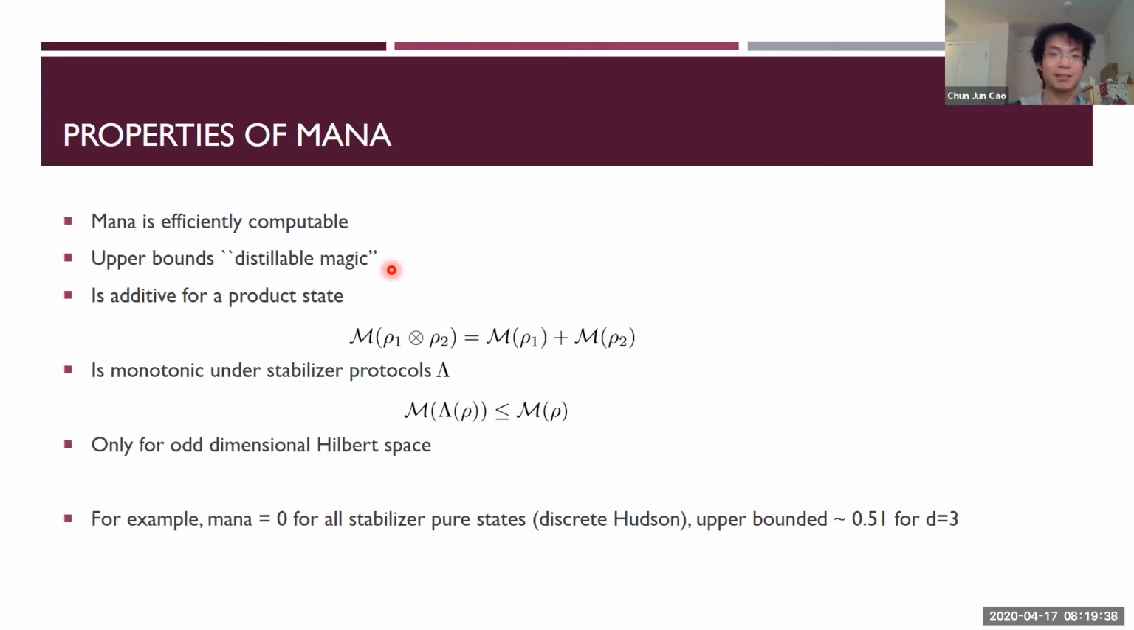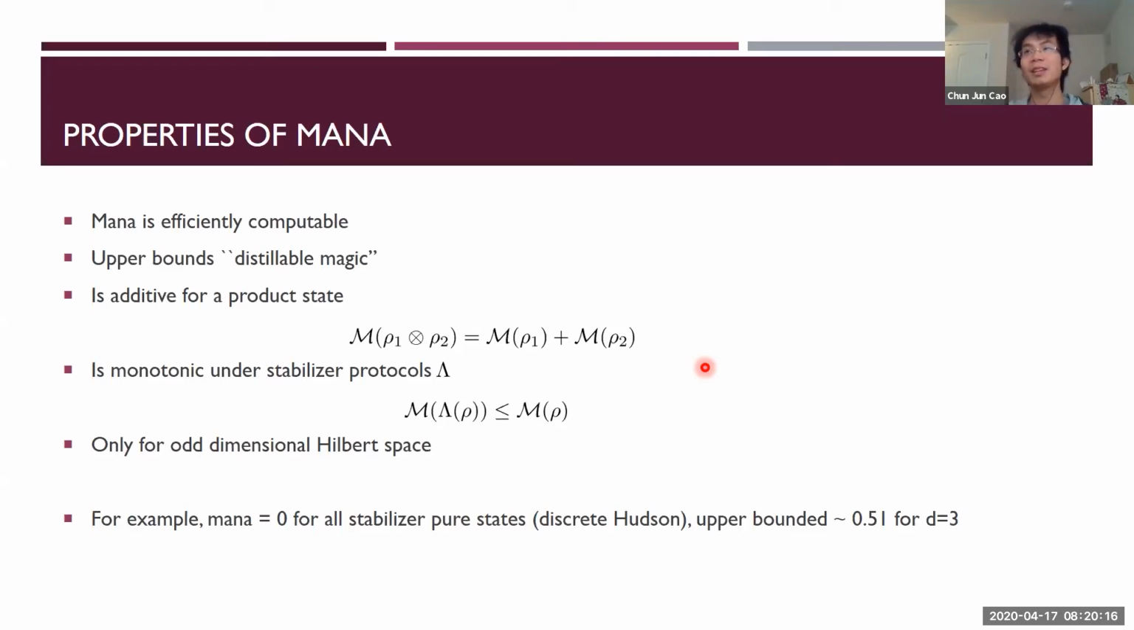But it also has this additive property. If you have two product states, each with a certain amount of magic, you do expect the amount of magic to add because they're a product. And it's also monotonic under stabilizer protocols. This comes from the fact that, in fault-tolerant quantum computation, the Cliffords are usually treated as free resources because, as we know, they can be efficiently implemented with fault tolerance and so on and so forth. Magic, on the other hand, the T-gates, they're the ones that are difficult, right?